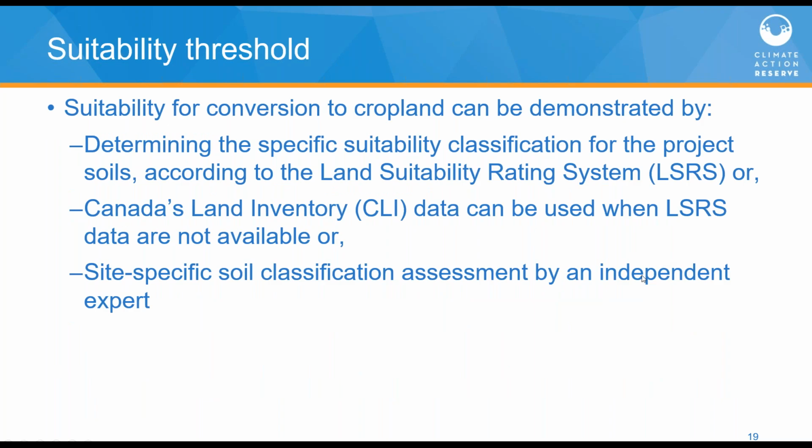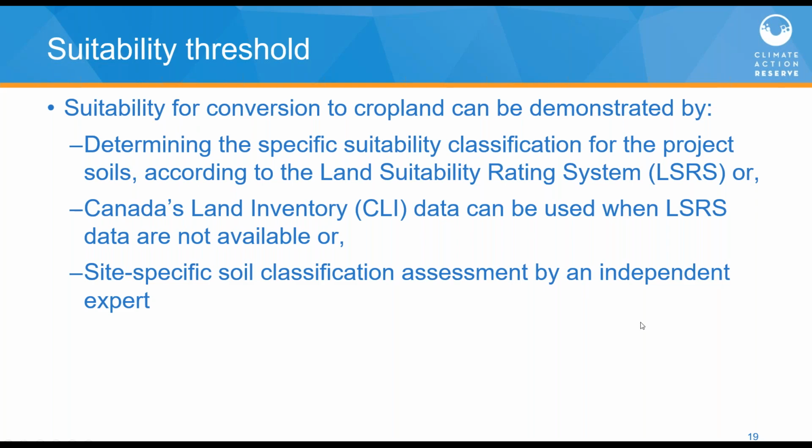Now on the suitability threshold, the idea here is you do have to demonstrate that the project area is suitable for crop cultivation. So we would be seeking to exclude areas of land that would not be suitable for crop cultivation, because for those areas, the baseline would not be valid. So we're relying on existing rating systems, the LSRS, the Land Suitability Rating System, or the CLI, the Canada Land Inventory.